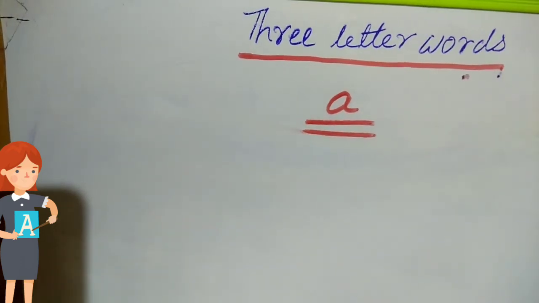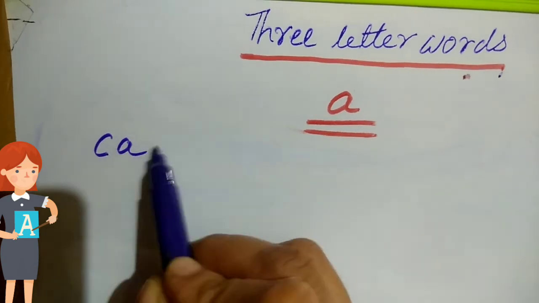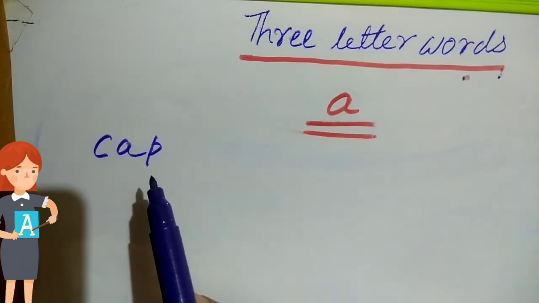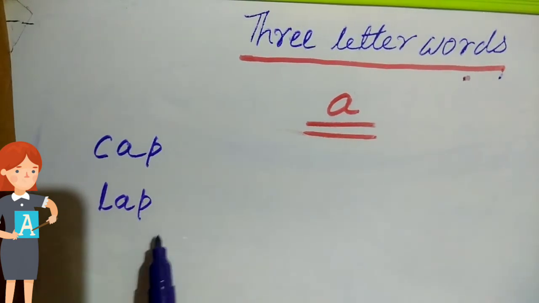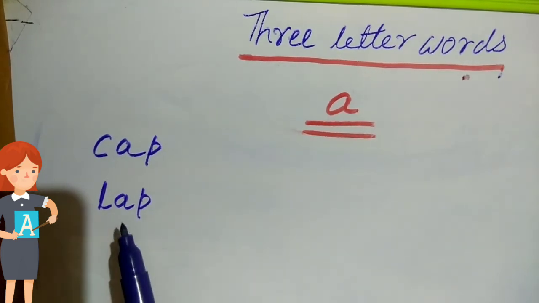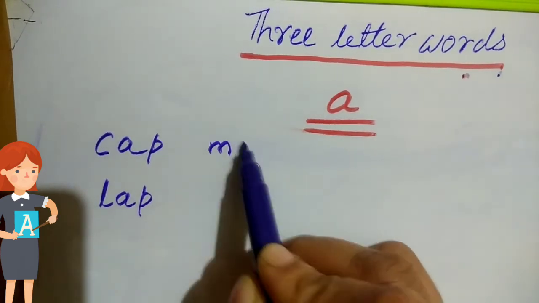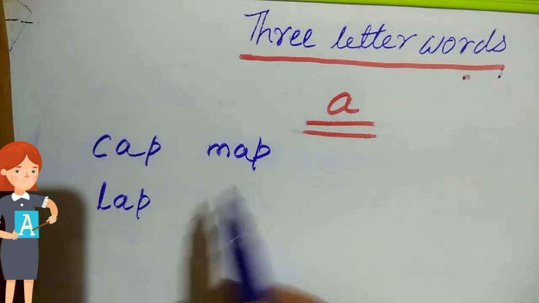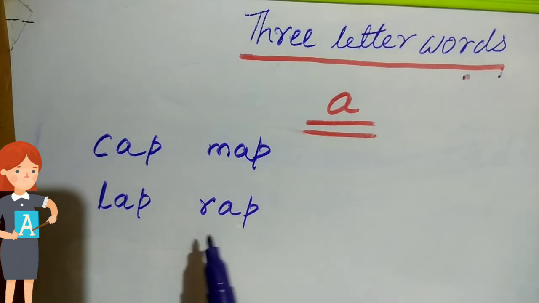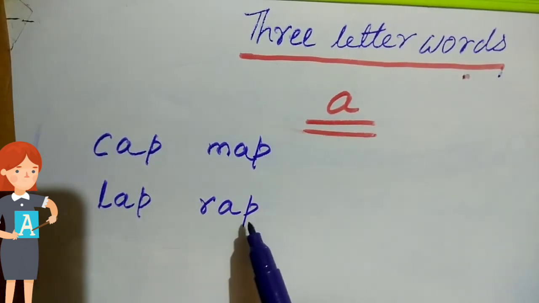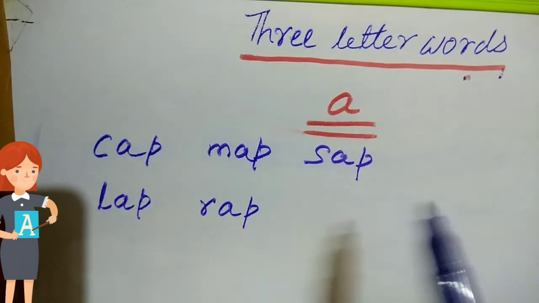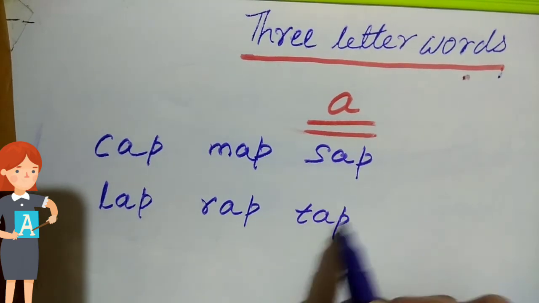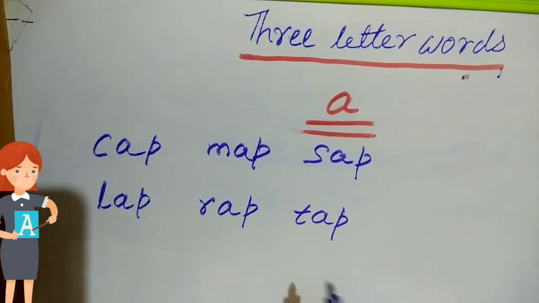Now, some more words with the help of vowel A. That is C, A, P, cap. Now, next one, L, A, P, lap. Next, M, A, P, map. R, A, P, rap. S, A, P, sap. T, A, P, tap.